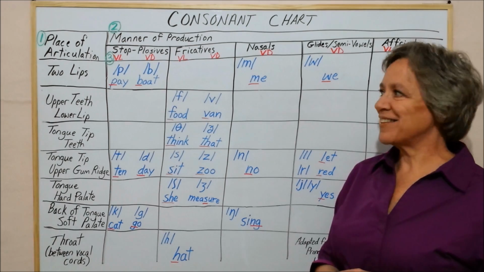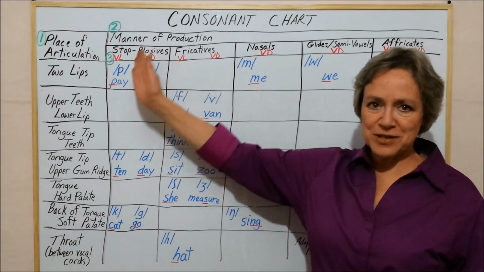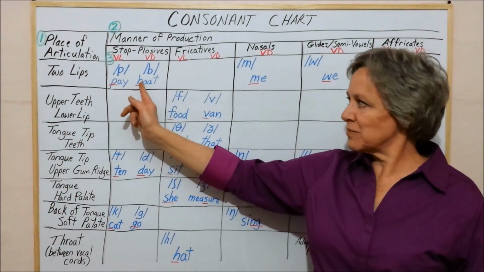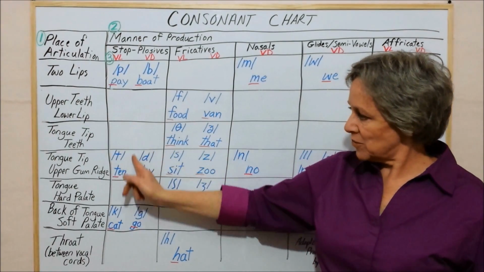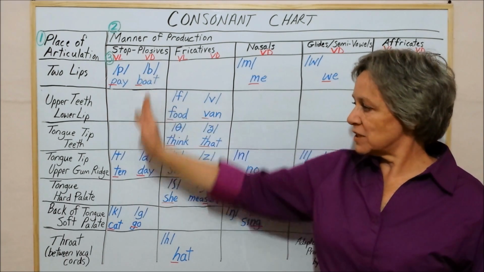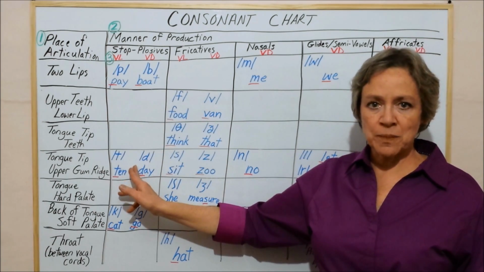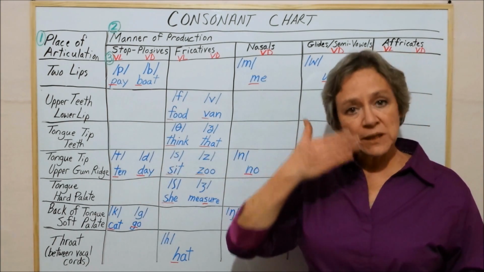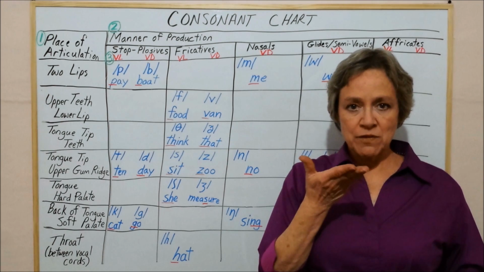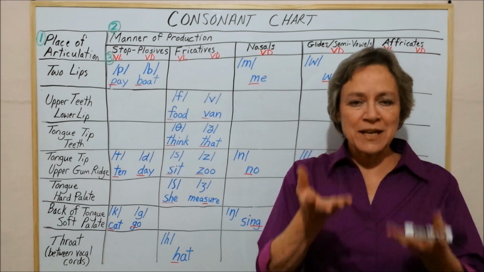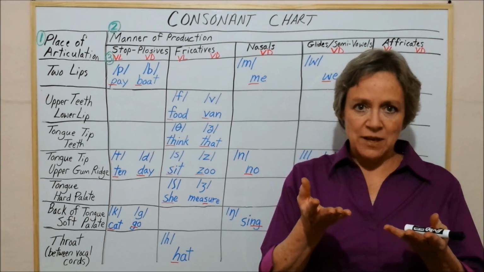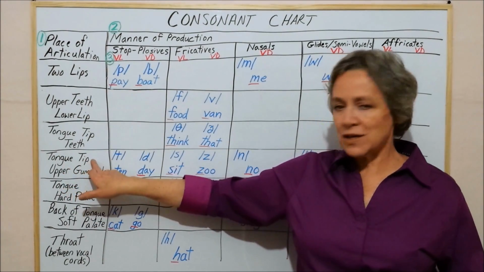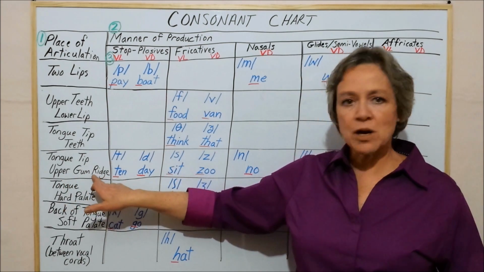Okay, let's go back to this column, okay? We had two lips, stop plosive. We go down here. These are still in the stop plosive column. So these two sounds are also stops or stop plosives. We completely stop the air from coming out of the mouth momentarily, and then we let it out rather forcefully, okay? But this time we're not using the two lips. We're using the tongue tip and the upper gum ridge.